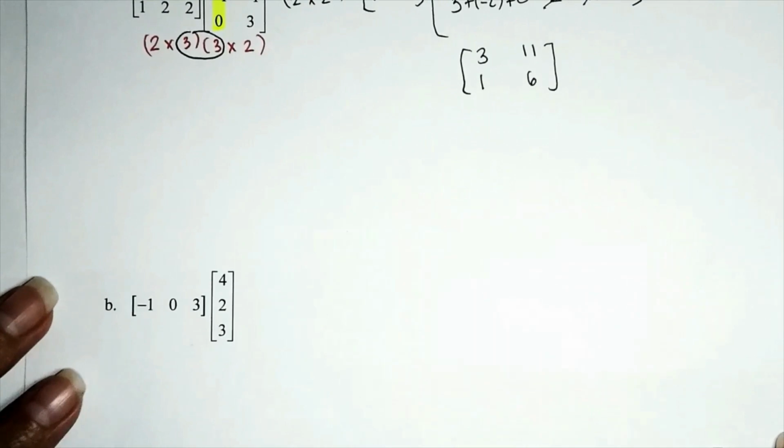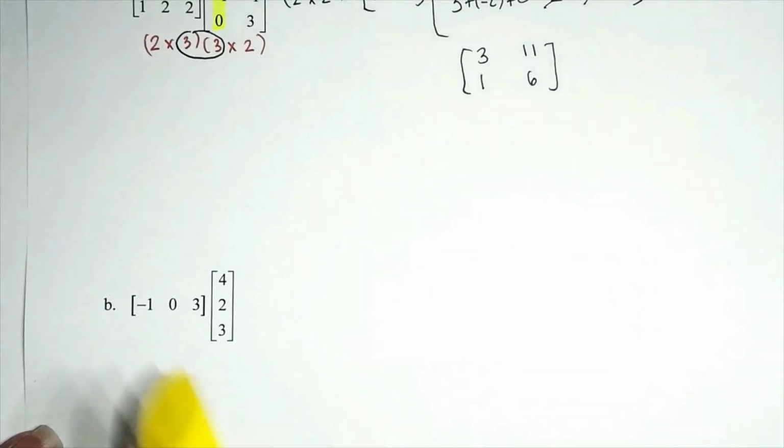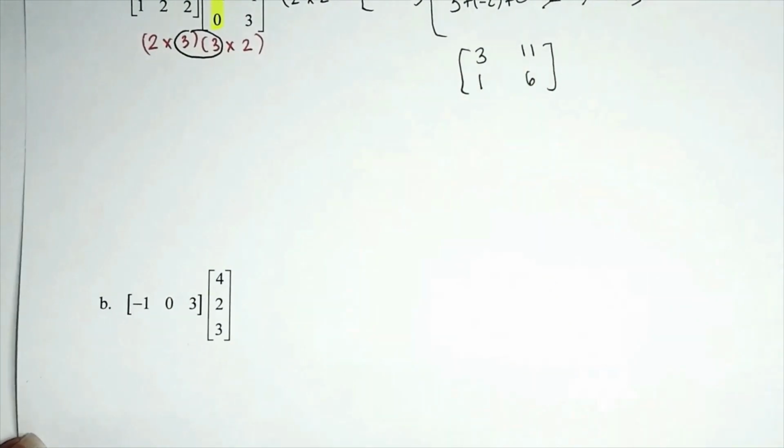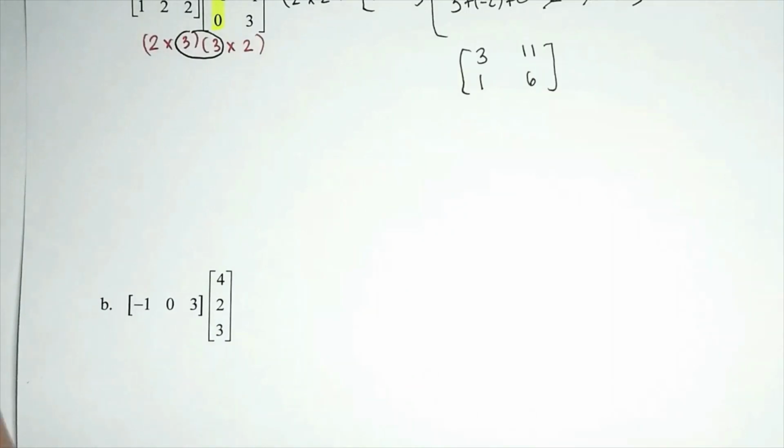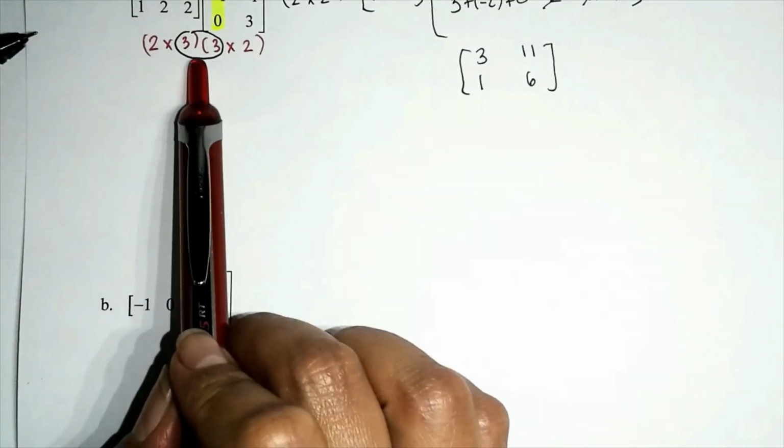Go ahead, look at problem B. So we have two matrices next to each other, so let's go ahead and multiply them. But I want to know, is the product defined? Okay, so let's see if the insides are the same. When I say insides, I'm looking at the dimensions.